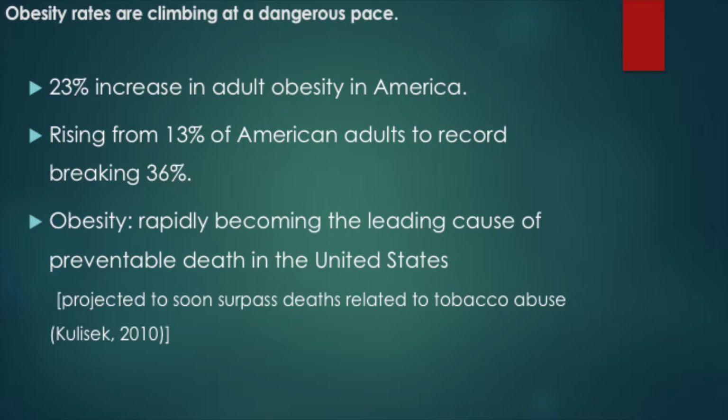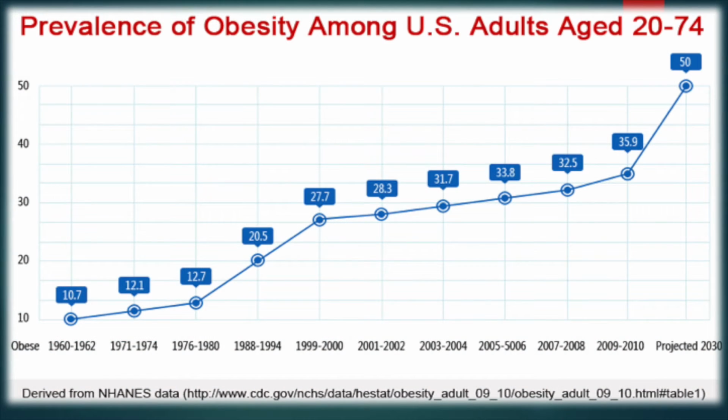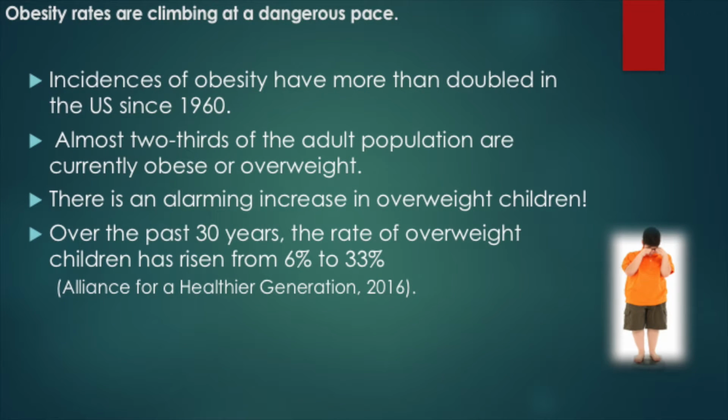Obesity is rapidly becoming the leading cause of preventable death in the United States, with obesity-related deaths projected to soon surpass deaths related to tobacco abuse. This is according to Kulisek in 2010. Furthermore, the incidence of obesity has more than doubled in the United States since 1960, with almost two-thirds of the adult population currently obese or overweight.